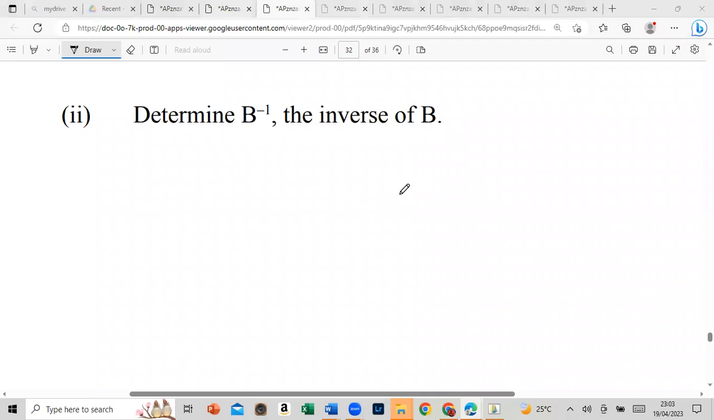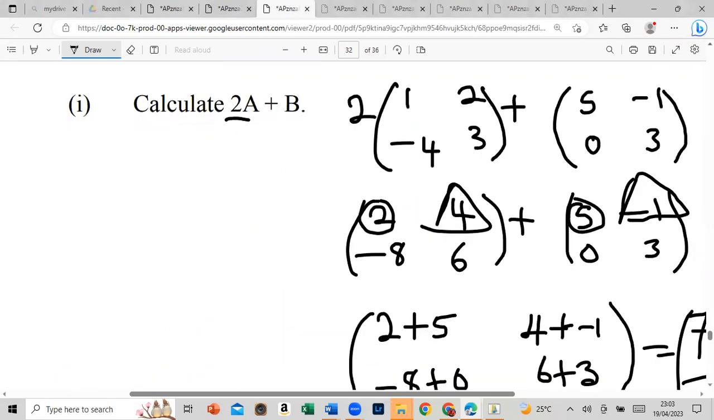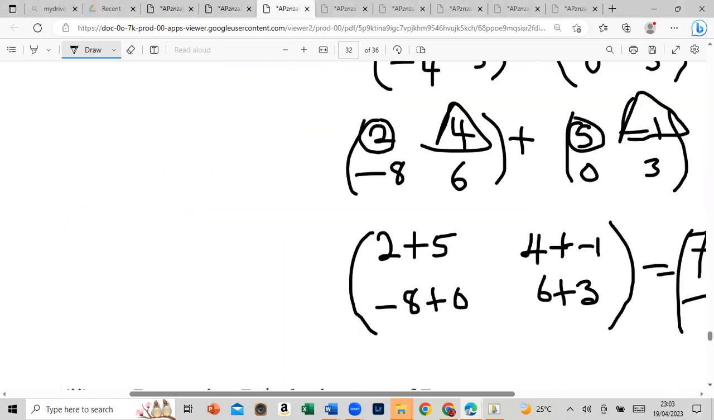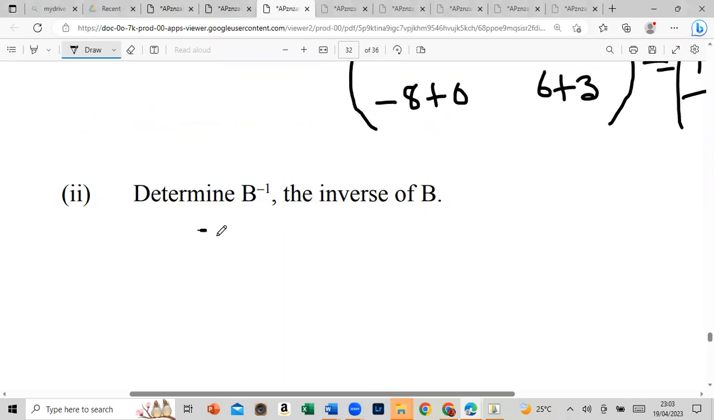Alright, so it says determine B to the power of negative 1, which is the inverse of B. So let me just rewrite B. B was 5, negative 1, 0, and 3. So we have to find the inverse of this.